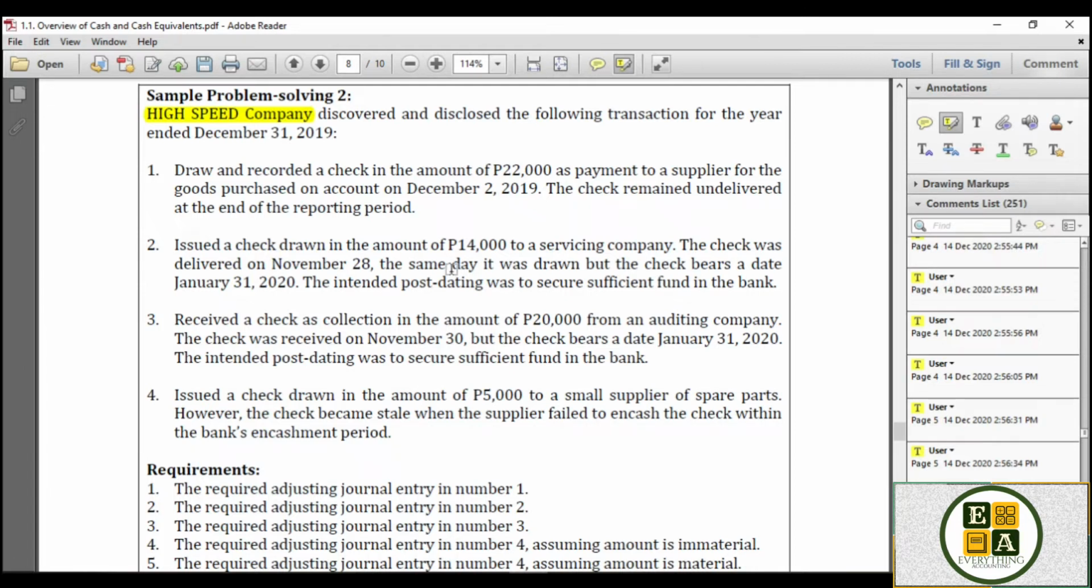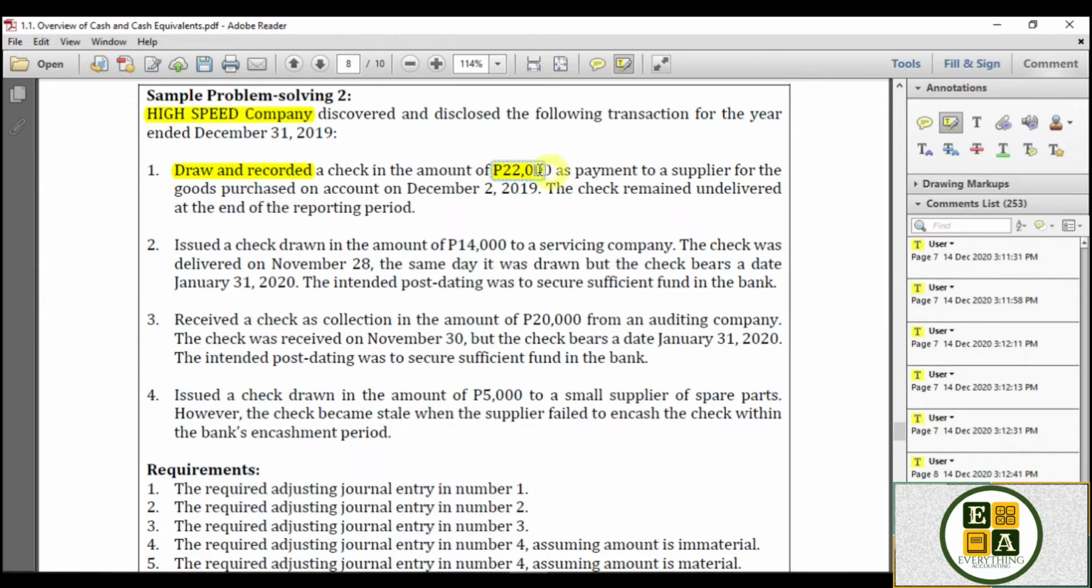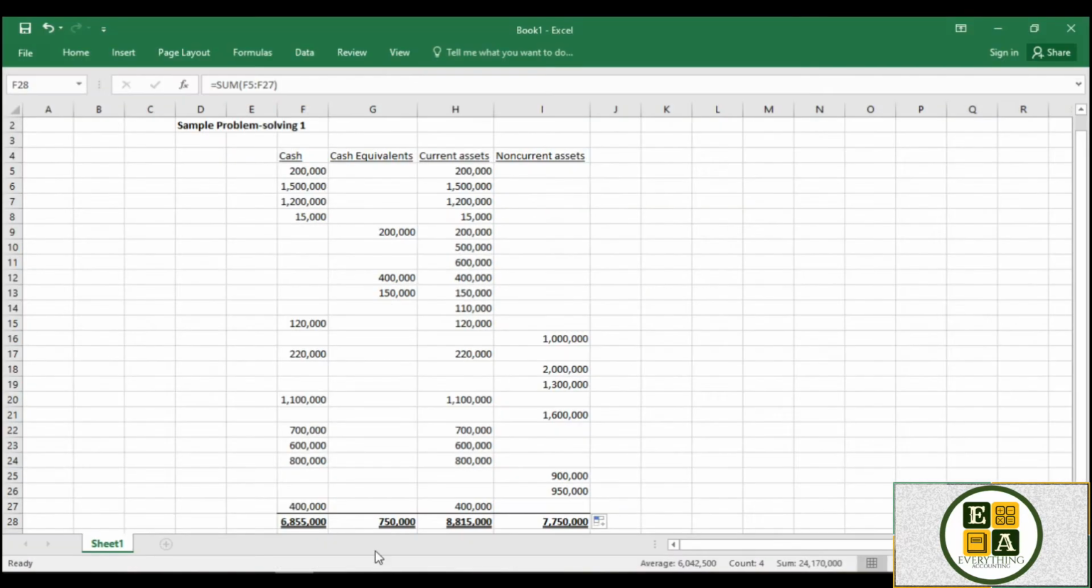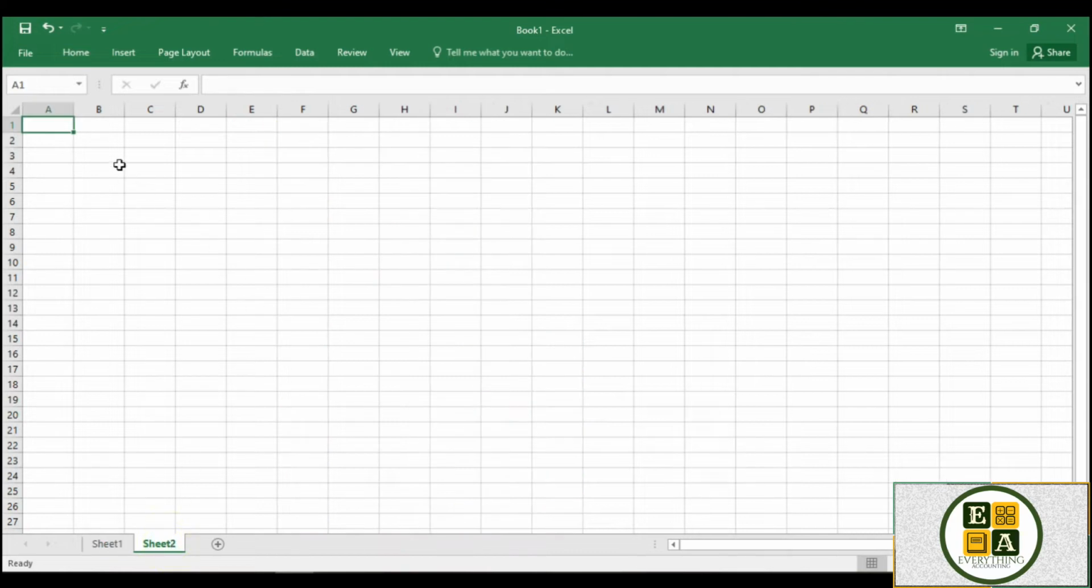Ano yung sabi sa number 1? Sa number 1, sabi niya, draw and recorded a check in the amount of 22,000. So, nag-record ka daw ng cheque for 22,000 as payment. Na-record mo daw siya as payment to a supplier for goods purchased on account. So, may liability ka na binayaran. The checks daw remained undelivered. Undelivered at the end. So, kung gagawan natin yan ng journal entry, okay?